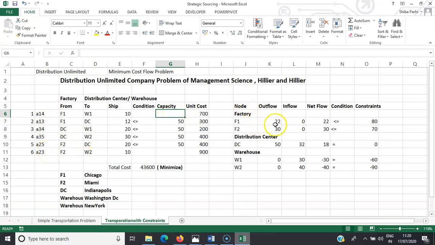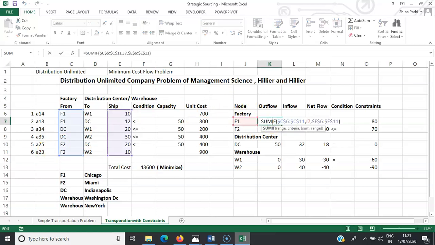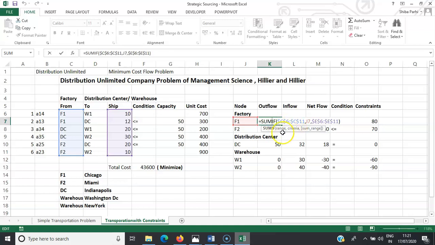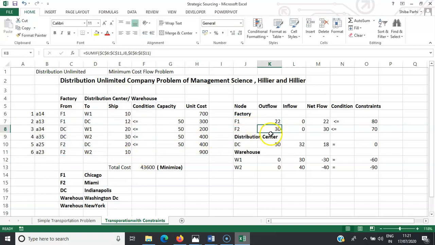So let us see how many units factory 1 is supplying. If I do the SUMIF, then I can see the quantity that F1 is supplying is 10 and 12 units. That should be 22. We are getting 22. See, the SUMIF formula takes the range, then the criteria, and the sum range. So the shipping quantity is getting added on the basis of this criteria from the node F1. Similarly, from F2, how much quantity is getting supplied? If you look into it, it is 20 and 10, it should be 30. So let us calculate.